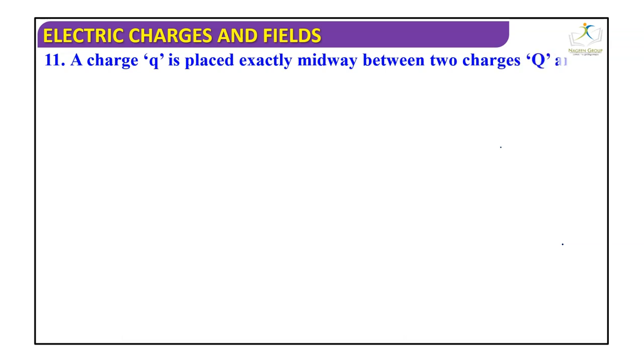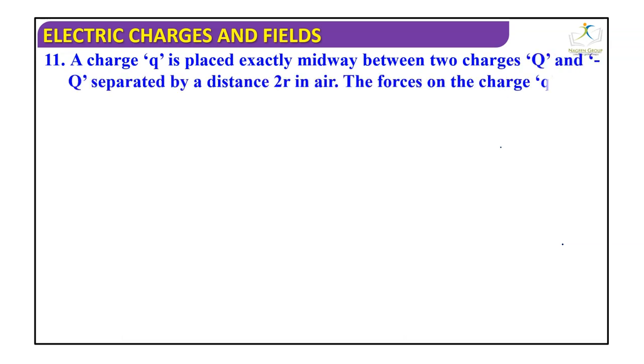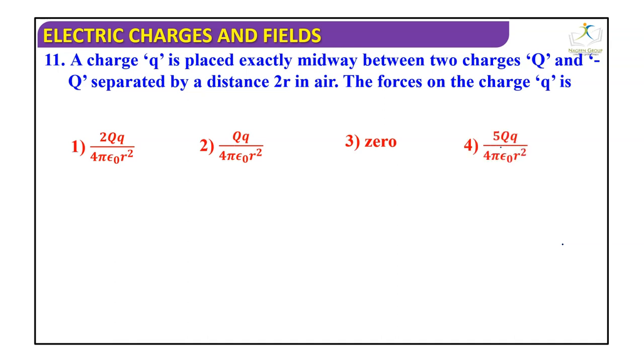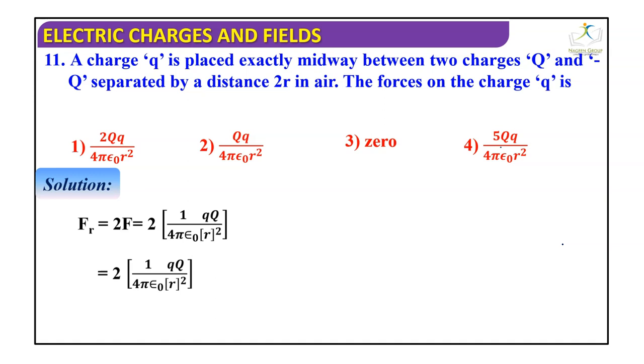A charge Q is placed exactly midway between two charges Q and minus Q, separated by a distance 2r in air. The force on the charge Q is? Let us see the solution of this question. So F is equal to 2F, because the separation of the distance will be changed. So now 1 by 4 pi epsilon naught Q Q by r square is the formula. When we solve this formula, we will get the first option.